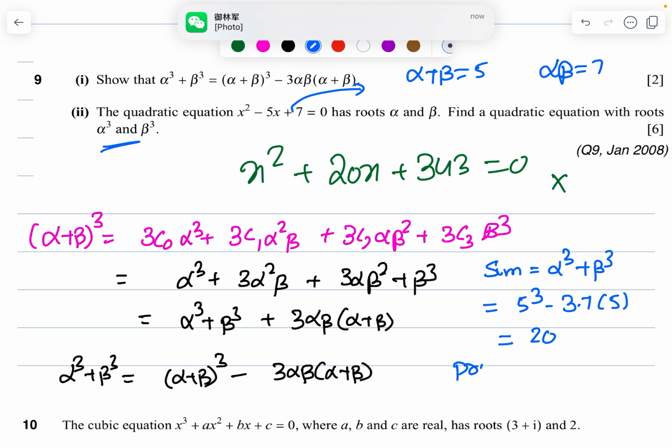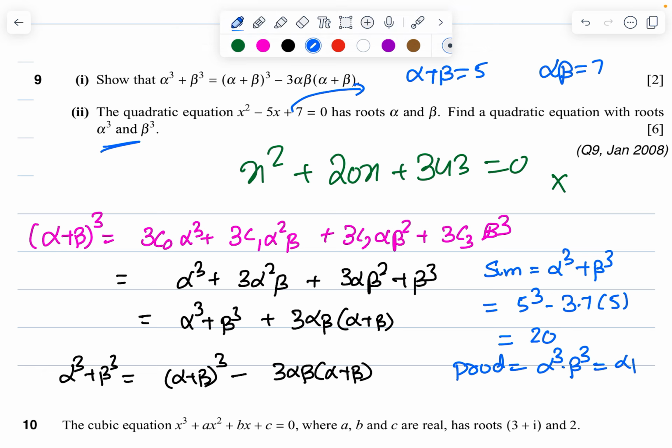Then I find the product of the roots, which is alpha cube times beta cube, which is alpha beta whole cube, which is going to be nothing but how much? 7 cube, which is 343. So what will be the equation now? X square minus x times the sum of the roots plus the product of the roots equals 0.